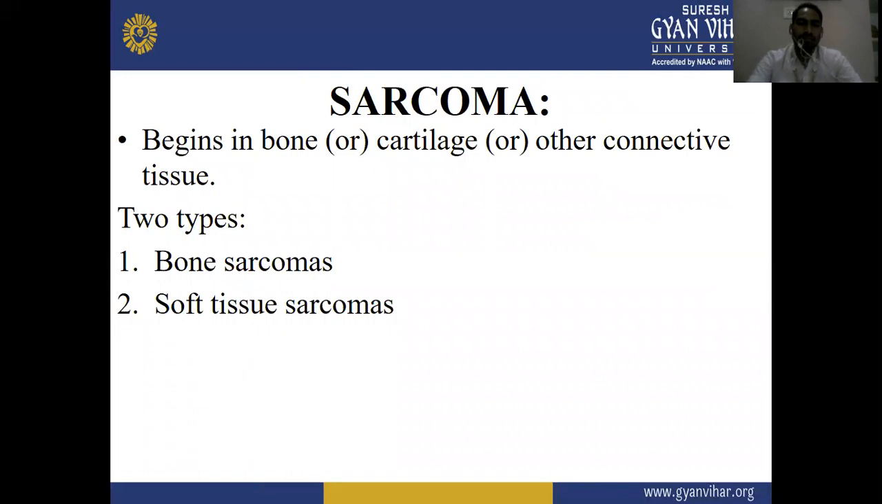Next one is sarcoma. Sarcoma cancer begins in bone, cartilage, and other connective tissues. Sarcoma has two types: first one is bone sarcomas, and second one is soft tissue sarcomas. Bone sarcomas are primary bone tumors, which means that they start in the bone, and they are usually found in children. Soft tissue sarcoma is a broad term for cancer that starts in soft tissue like muscles, tendons, fat, lymph and blood vessels, and nerves. These are the types of sarcoma.